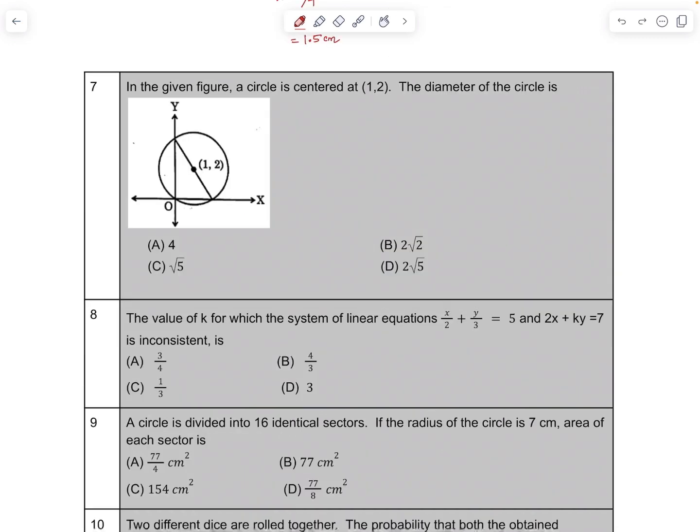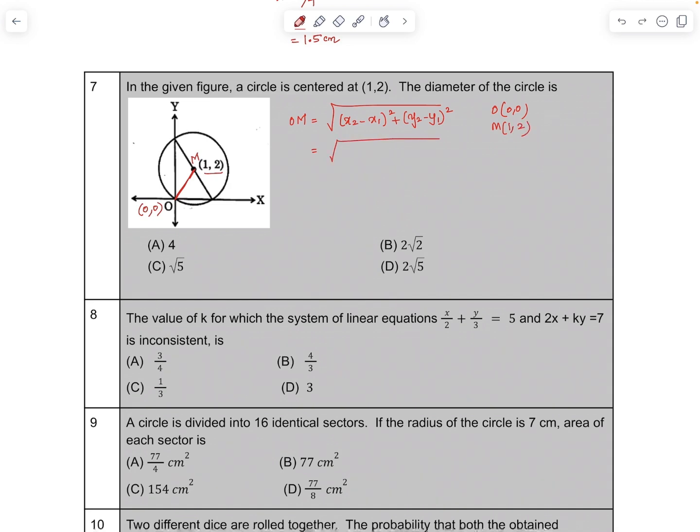In the given figure, a circle is centered at 1, 2. The diameter of the circle is. The point O is on the circumference of this circle. The coordinates of the origin is 0, 0. Let us name that 1, 2 as M. Now suppose we get this distance OM, which becomes the radius. When we double it up, we get the diameter. Applying the distance formula, OM is equal to square root of x2 minus x1 the whole square plus y2 minus y1 the whole square. O is 0, 0 and M is 1, 2.